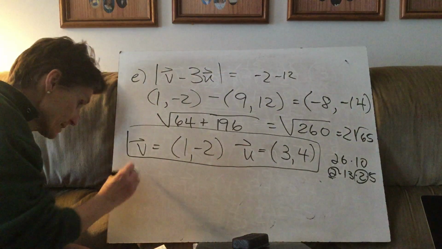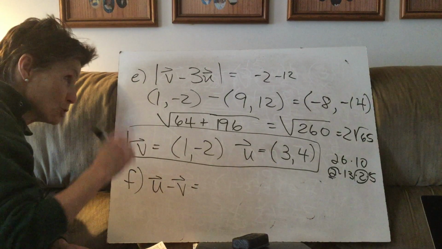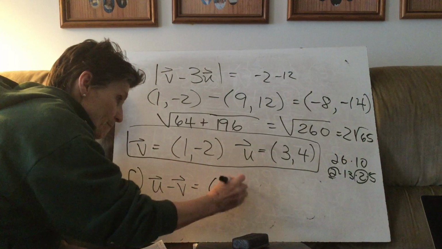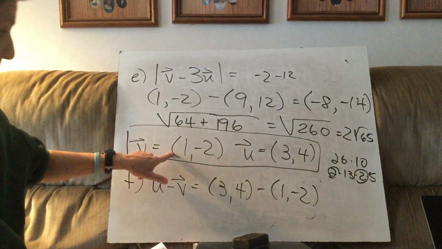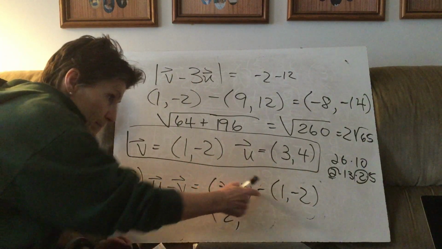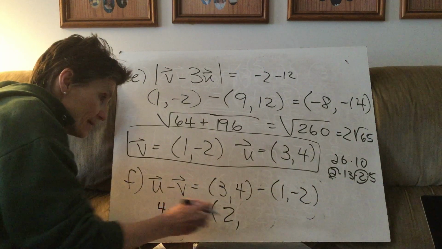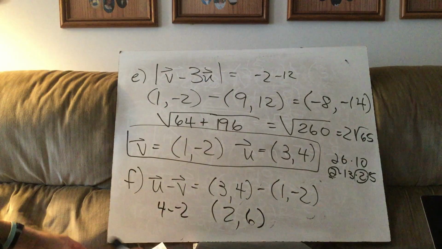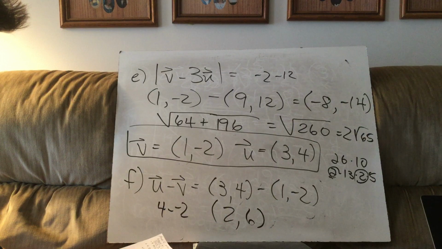And then the last one in that list is u minus v. Now be careful, it is u minus v. So it's 3, 4 minus 1, negative 2. It's the u vector minus the v vector. So again, we just subtract x minus x, so 3 minus 1, and then 4 minus negative 2. So your answer is 2, 6. So that takes care of all those basic operations with the vectors there.